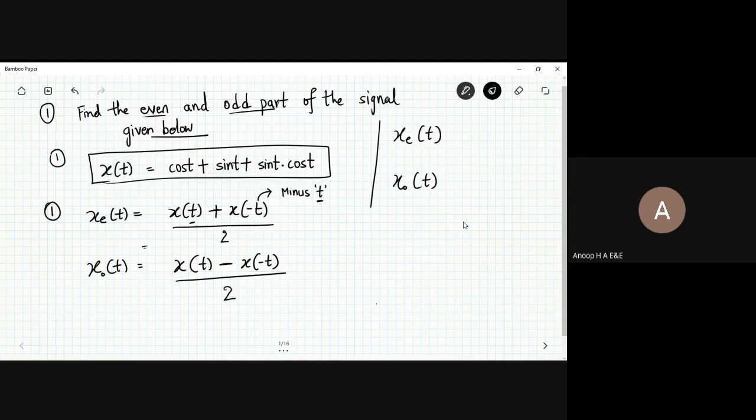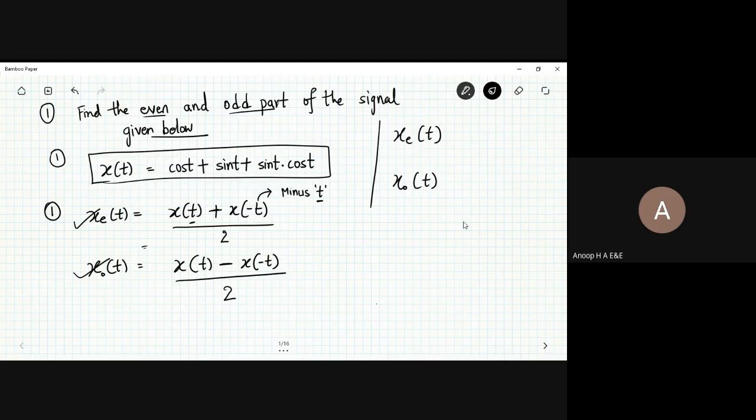When the signals are represented by sketches, we will have concepts like addition, subtraction, integration, differentiation, scaling, and so on. There are many such properties associated with signals. Here we are just representing it in the form of a function. So I have the formulas: x even of t is x of t plus x of minus t by 2, and x odd of t is x of t minus x of minus t divided by 2.